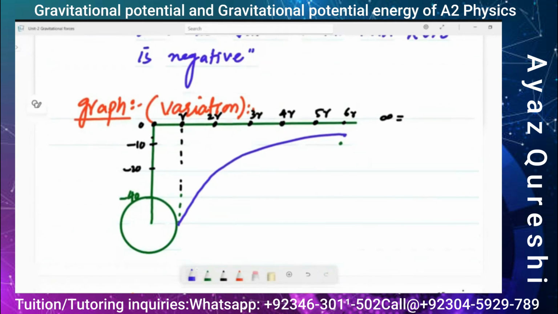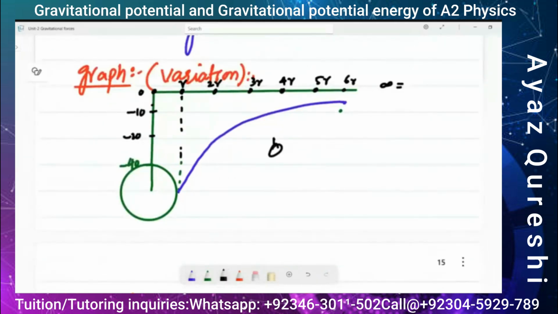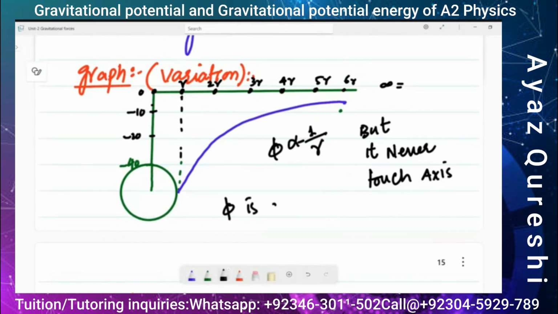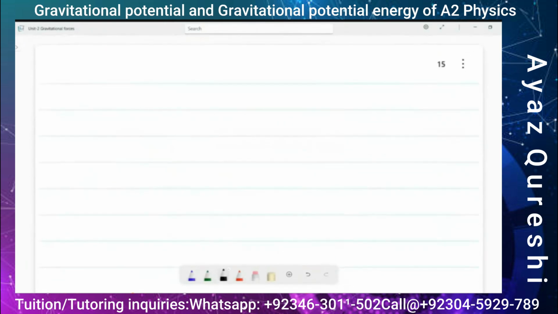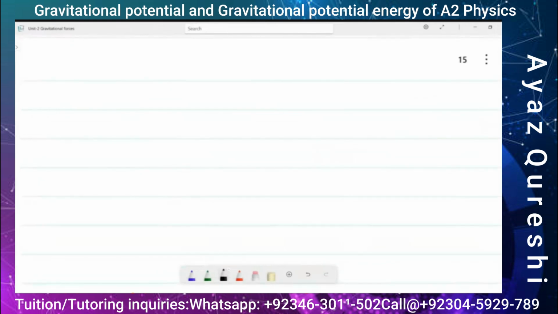So the property of the graph is that potential is inversely proportional to r, but with a negative sign. Here it is very important, with a negative sign, but it never touches the axis. It never does. And gravitational potential is smallest where? At the surface. So these are some points you have to remember, and we can use this graph for our calculations of gravitational potential energy. So I'm just going to switch this topic over there.